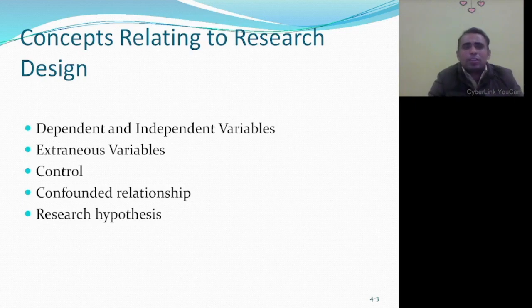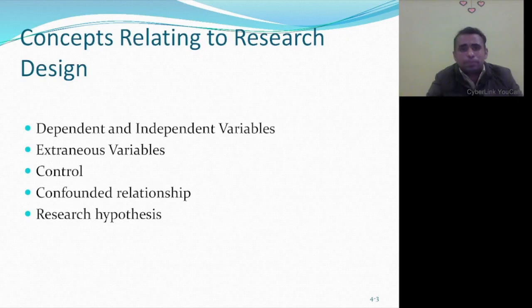So the next term is control. One important characteristic of a good research design is to minimize the influence or effect of extraneous variables, and the technical term control is used when we design the study to minimize the effect of extraneous independent variables. In experimental research, the term control is used to refer to restraint of experimental conditions.